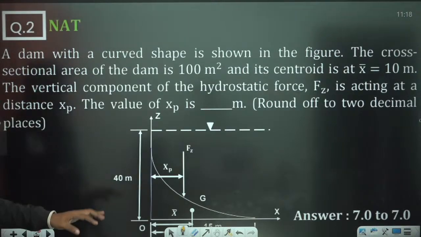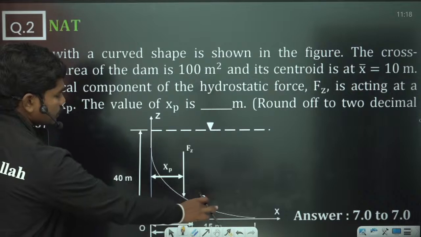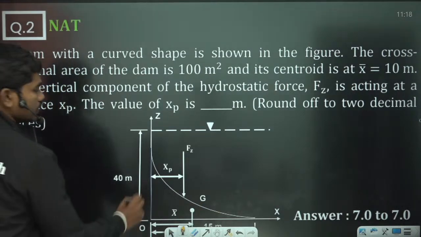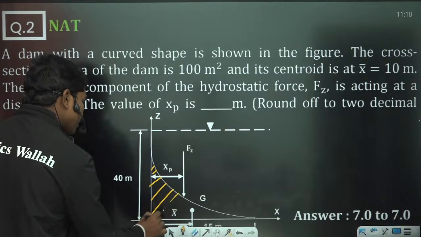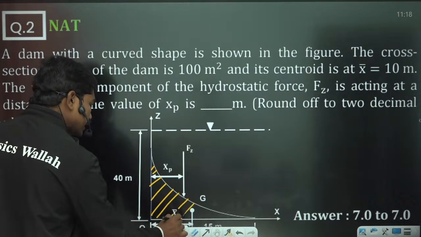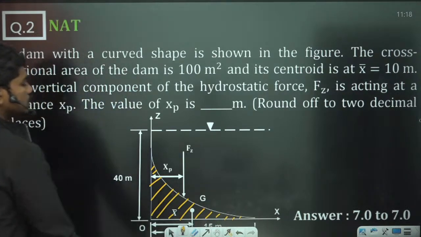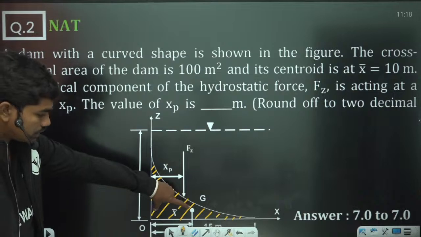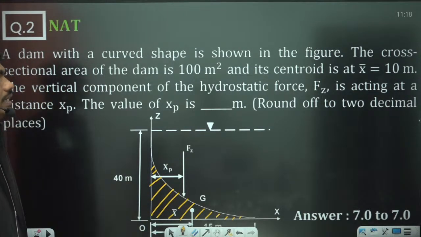So let us see this question. This is a very good question actually. A dam with a curved shape. The cross-sectional area of the dam is 100 meters square. Basically, if you take this area, this is the cross-section of the dam. So this area is 100 meters square, and its centroid, x bar, is at 10 meters. So this x bar, the centroid of this dam, is basically 10 meters.